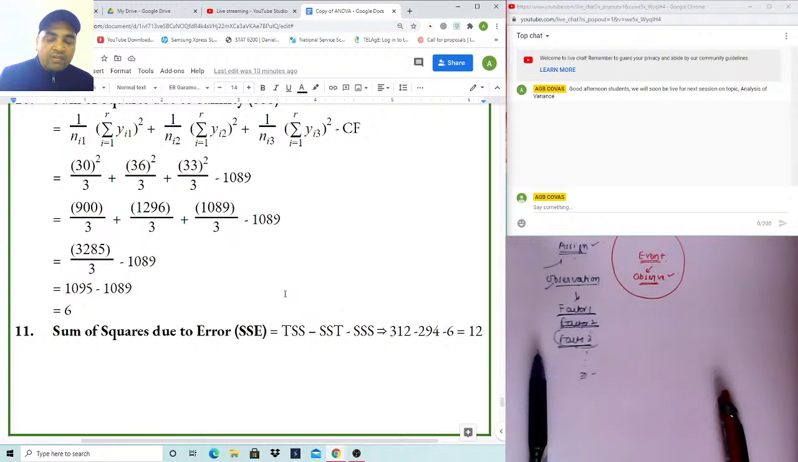So this ANOVA is everywhere around us. For any observation, you make the groups, you assign the factors, and you can find out which is the true factor that is affecting that particular observation. So that's all from my side.